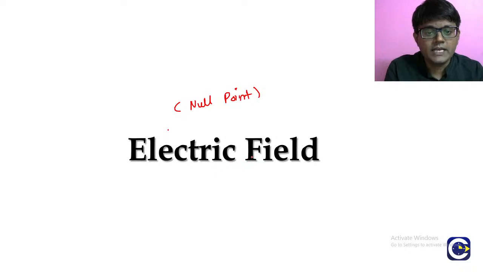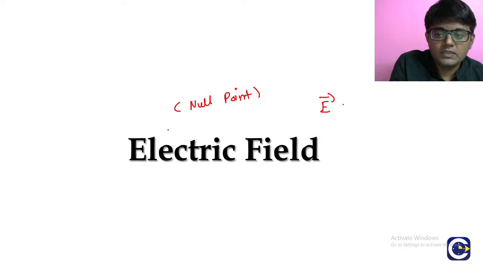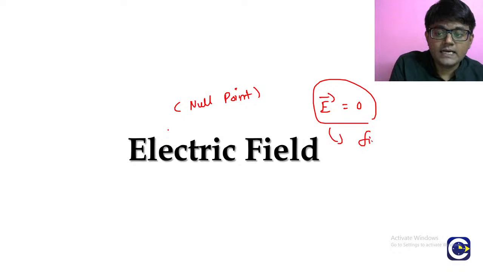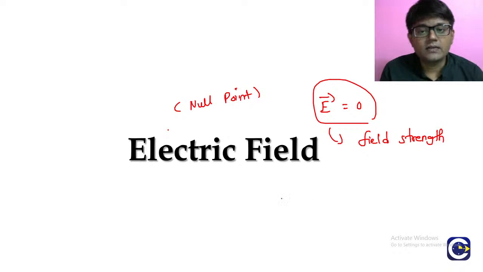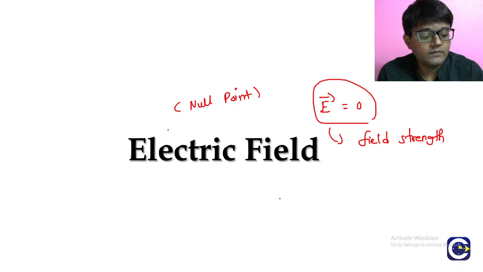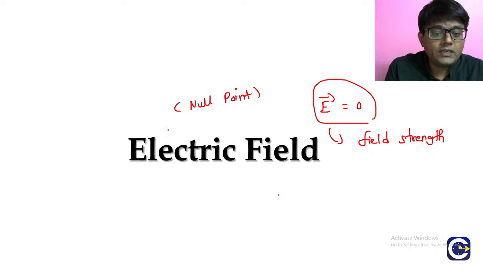If you are looking at a space, if the electric field is 0, okay, the electric field we can also call the field strength. So if the electric field strength at a location is 0, the point is actually a null point. Now we were looking at the null point for two charges.